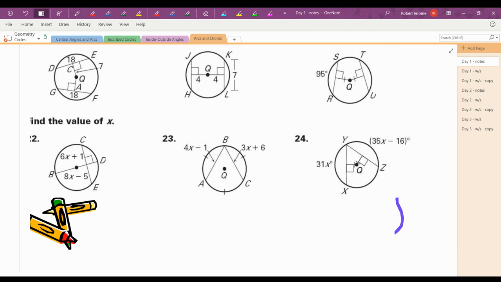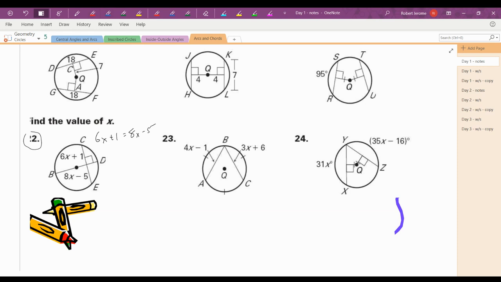In the first one, we have a diameter perpendicular to a chord. So I'm on 22 here. We have a diameter perpendicular to a chord, so it bisects the chord. So that means 6x plus 1 is equal to 8x minus 5. We bisected the chord.